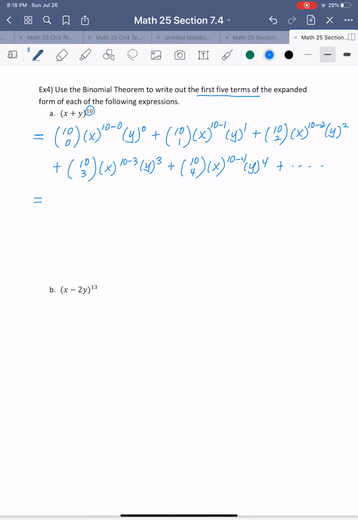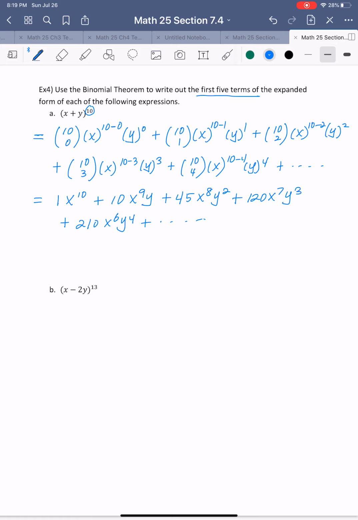Alright, simplify. 10 choose 0 means 1, times x to the 10th power, and y to the 0 power is 1. 10 choose 1 is 10, and x to the 9th power, y. 10 choose 2 is 45, using a combination, and then x to the 8th and y squared. Then 10 choose 3 is 120, with x to the 7th and y cubed. Then 10 choose 4 is 210, with x to the 6th and y to the 4th. And so on. This is how you simplify.